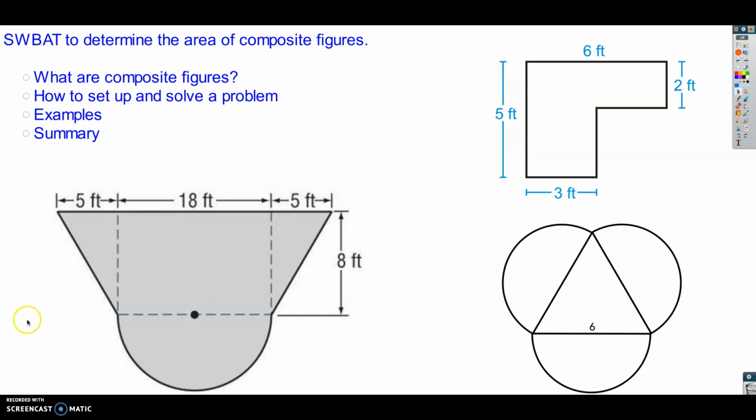Alright everyone, so today we're going to look at determining the area of composite figures. So these three images that you see on your screen are composite figures. We're going to talk about what composite figures are, how to set up and solve a problem involving the area of composite figures. We'll look at some examples and then summarize everything that we've seen.